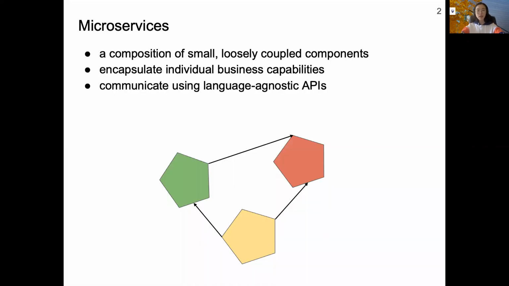Microservice is an architectural style to build complex applications as a composition of small, loosely coupled components that encapsulate individual business capabilities. One application can consist of numerous microservices that are highly distributed and communicate with each other over the network, synchronously or asynchronously, which makes identifying bugs and security vulnerabilities more challenging than in monolithic apps.